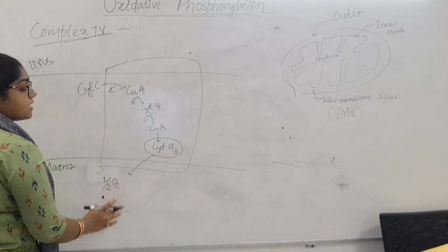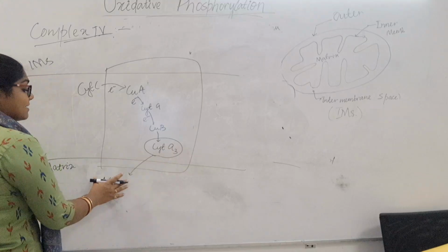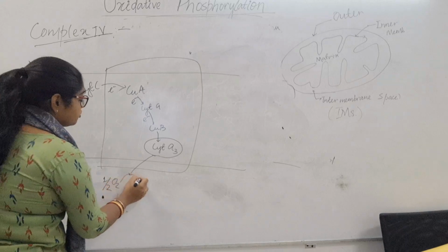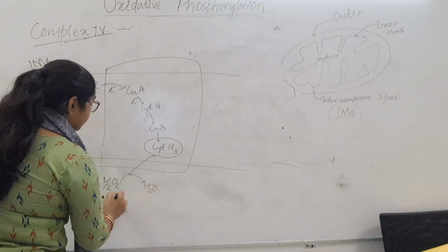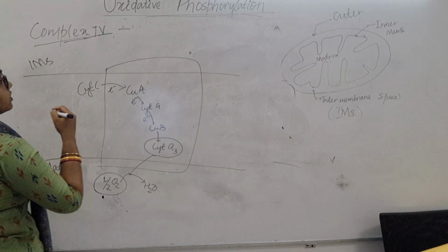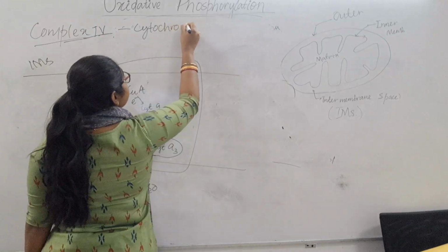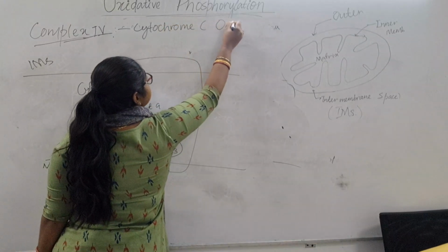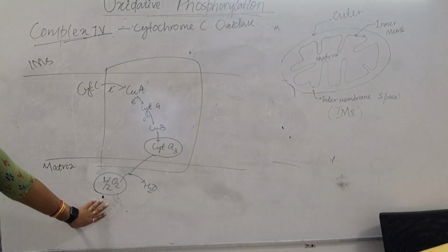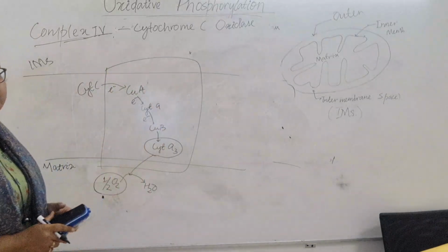Here there is an oxygen ion present which will accept the electron from cytochrome A3. As it accepts the final electron from cytochrome A3, it is known as the final electron acceptor. That's why this complex is known as cytochrome C oxidase. And here this oxygen is the final electron acceptor. Okay, this is complex 4.